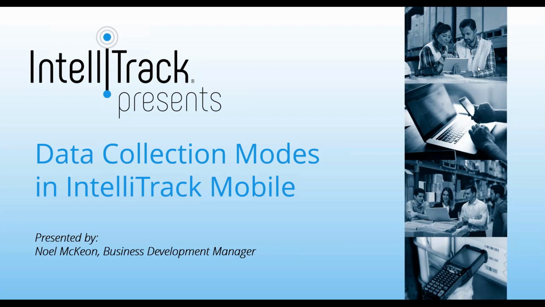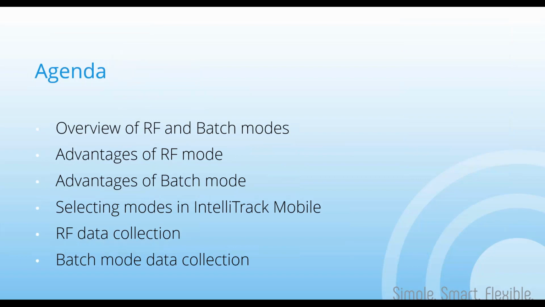This session will focus on data collection modes in IntelliTrack Mobile. This is a feature that determines how, when using a mobile computer or handheld, data is collected and sent back to your IntelliTrack account. This feature is available as long as you have the proper licensing and access to the IntelliTrack Mobile application. By having the ability to select either RF or batch mode, IntelliTrack users are in complete control of the data collection method that best meets their requirements.